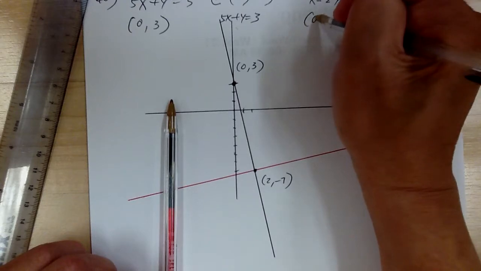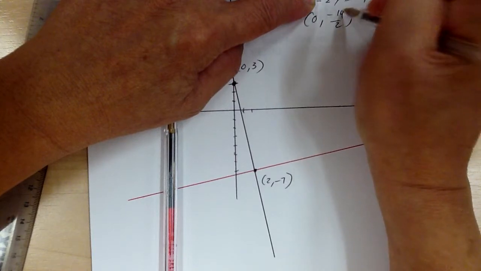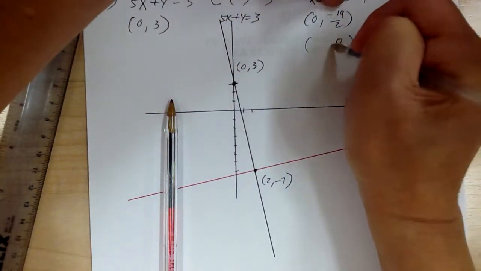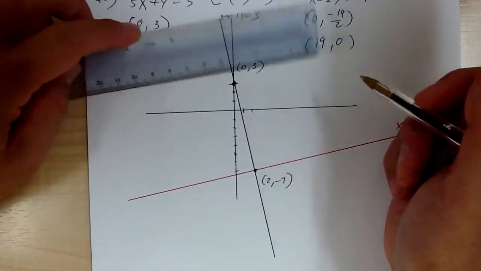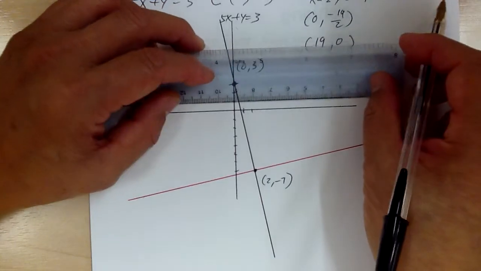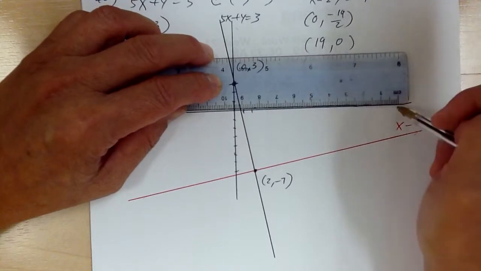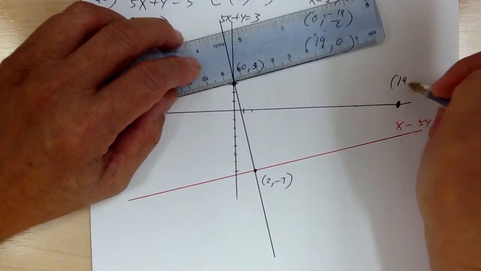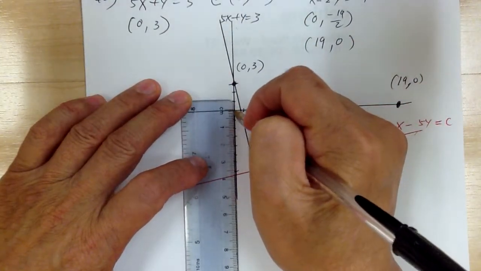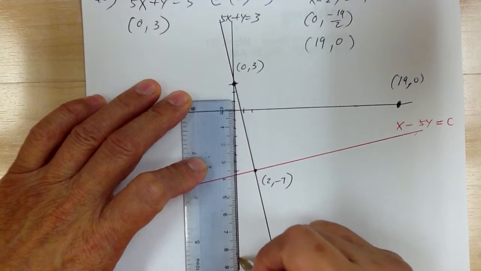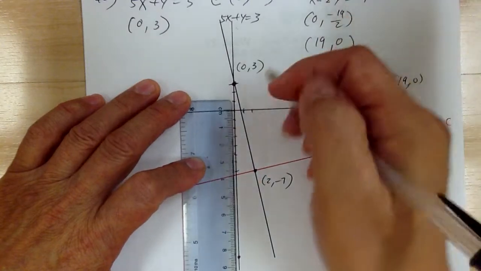Next, you also need to get this one here. Let x = 0, then y will equal -19/2. If you let y = 0, then x = 19. Okay, so let's plot those two points. So 19 is going to be right over here, so that's your (19, 0), and then (0, -19/2). So negative 19 over 2, that's negative 9.5.